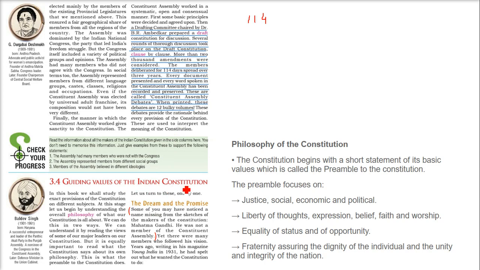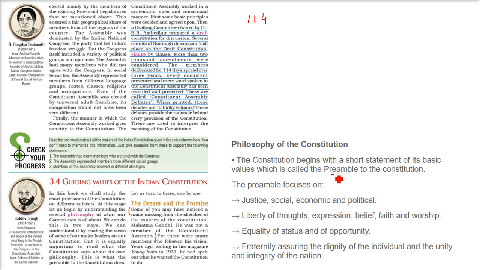So what are the guiding values of the Indian Constitution? You might have thought that this Constitution would involve Gandhiji, great Mahatma Gandhiji, but Mahatma Gandhiji was not involved in the making of this Constitution, but he had those ideas, and they were being discussed by Mahatma Gandhiji and Dr. B.R. Ambedkar.